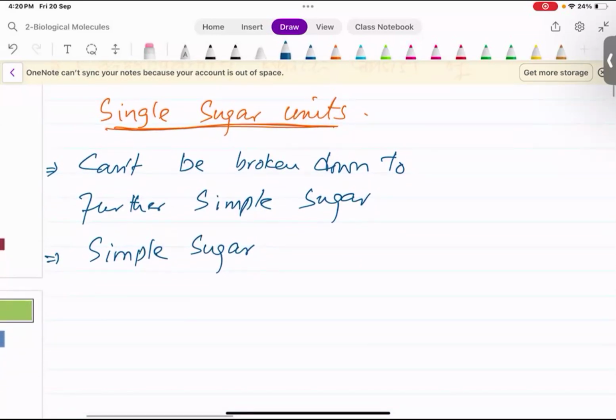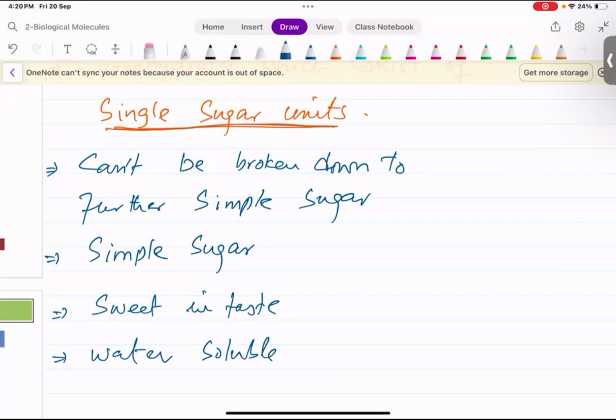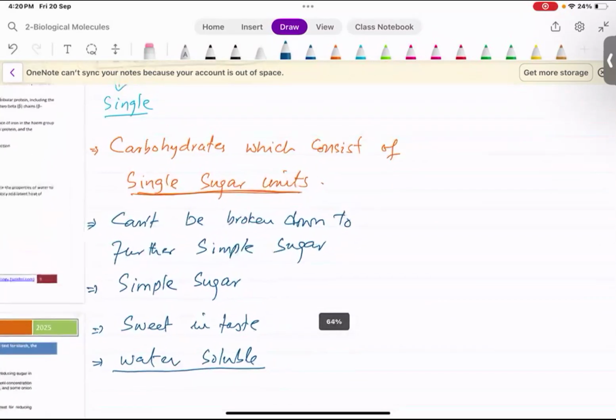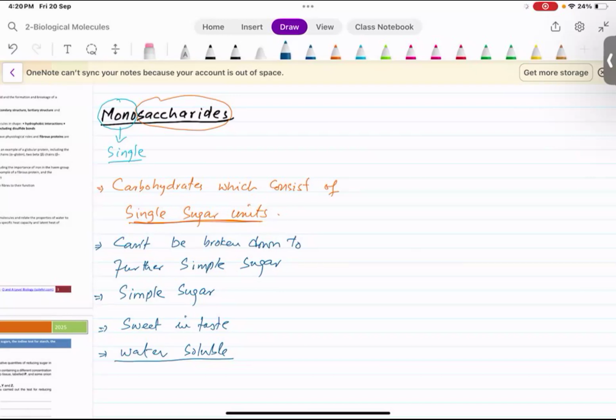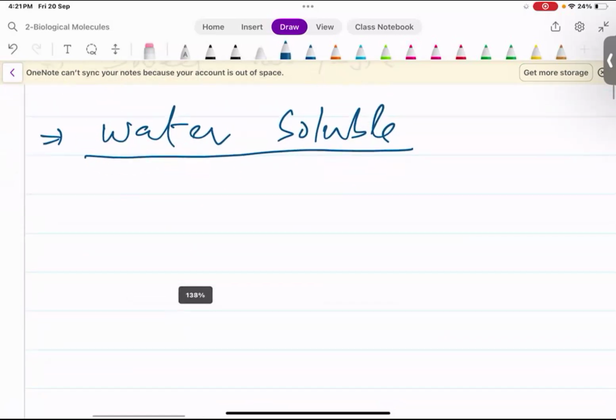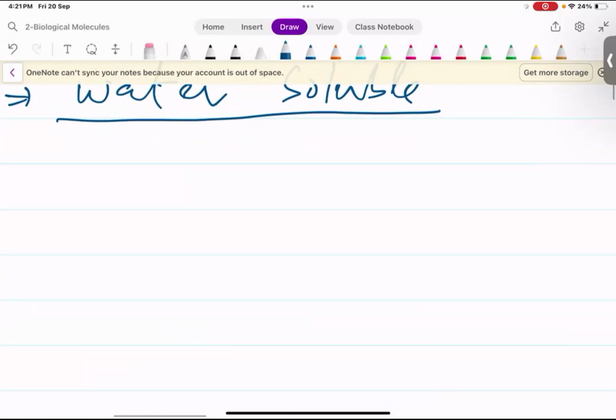They are sweet in taste and they are water soluble. These are monosaccharides. Let's see, monosaccharides are further divided into different classes or different types. You can say classes of monosaccharides.